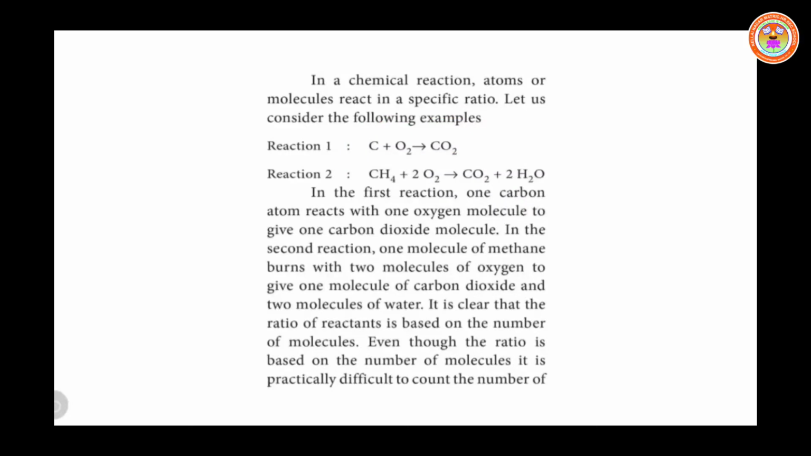This is the combustion reaction of methane. The formula of methane is CH4. When methane undergoes combustion, it will be burnt into carbon dioxide and water. So the equation for the combustion of methane is CH4 plus 2O2 gives CO2 plus 2H2O. This is the balanced equation for the combustion of methane.